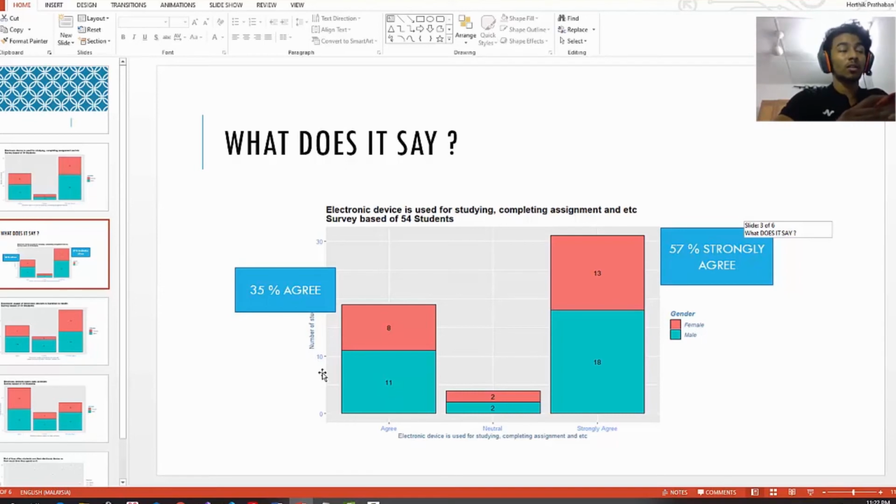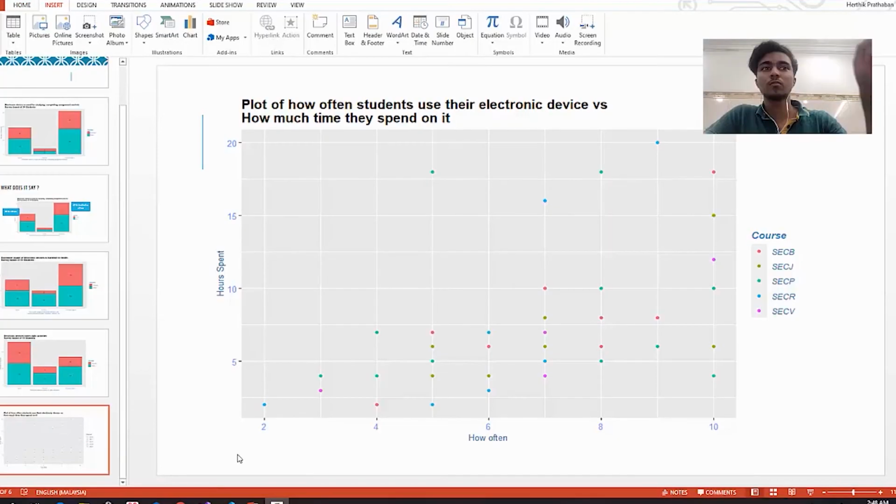So this makes up more than 90% of the students who agreed and strongly agreed, which is a good thing. Four students were neutral, where two are male and two are female. Nobody disagreed or strongly disagreed, which takes us to the fact that all of the students are from the School of Computing, and obviously we expect them to study and complete assignments using their electronic devices, which makes this graph and the data valid.